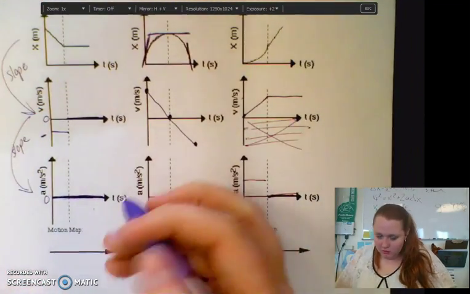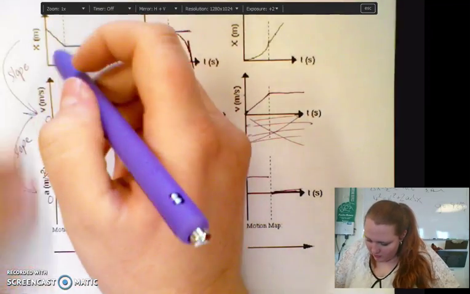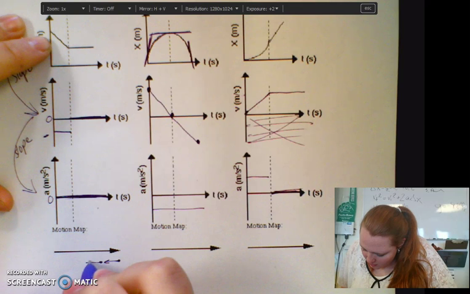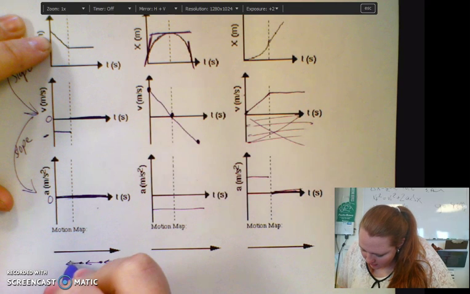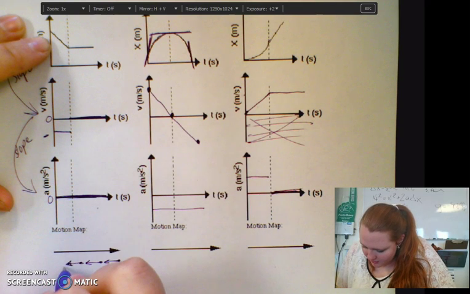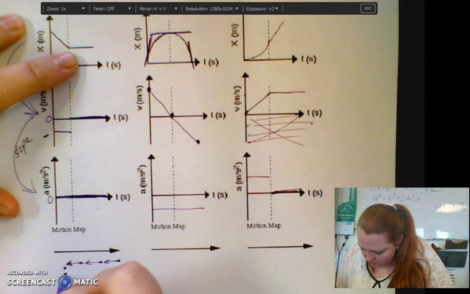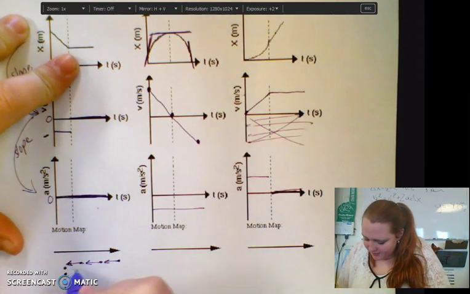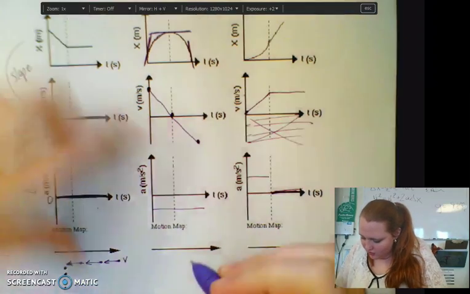I didn't draw these motion maps, but if I were going to, they would look like this. Here we're moving to the left at a constant speed, so I'm going to draw a couple arrows going to the left, and then we stop. There's just a couple dots there. Because it's a constant speed, there's no acceleration.